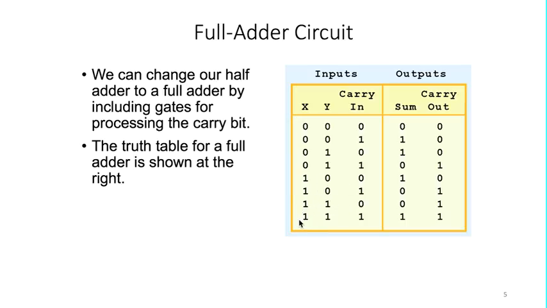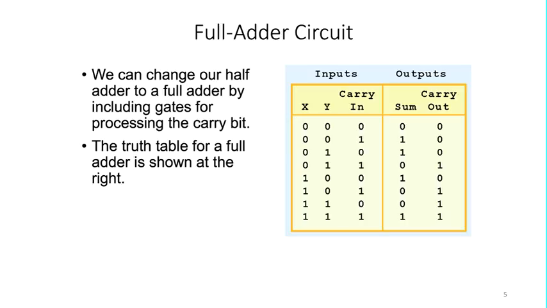Now the last scenario right here, we have x equal to 1, y equal to 1, and carry in equal to 1. So we have 1 plus 1 plus 1. So the result is going to be 1, 1, right? So 1, 1 has the sum equal to 1, and the carry out bit equal to 1 as well. Okay. So that's the truth table of the full adder circuit.